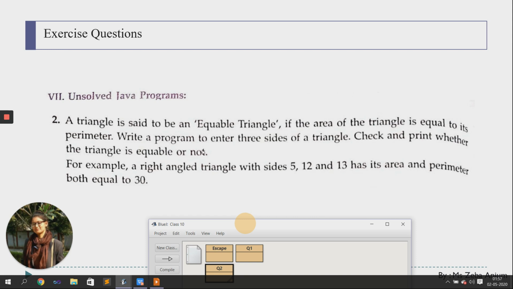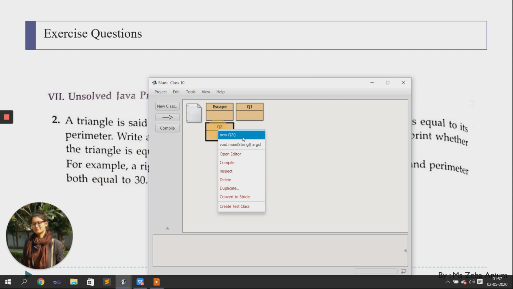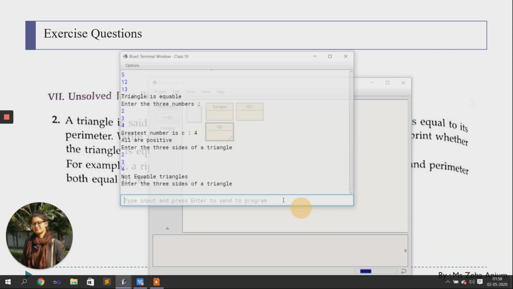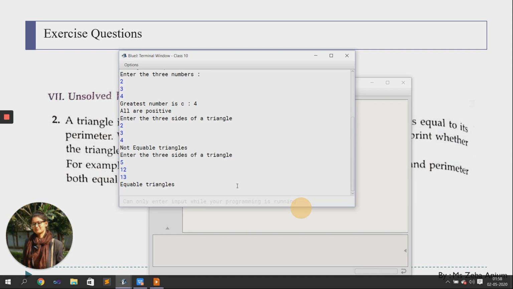Both equal, equable triangle. So for these values a, b and c, equable triangle.